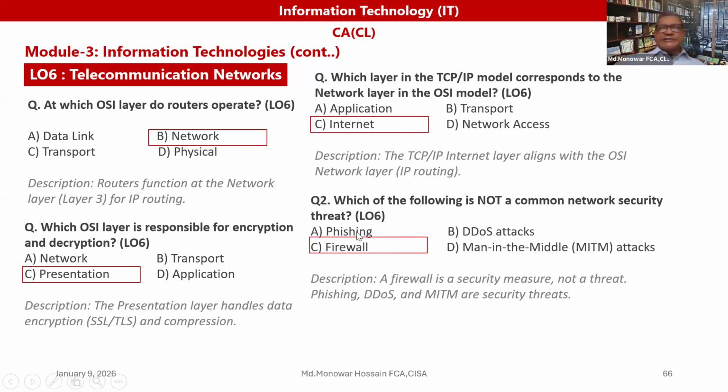Which of the following is not a common network security threat? Phishing is a threat. DDoS attack is a threat. Man-in-the-middle attack is also a threat, but firewall is not a threat, because a firewall is a security measure, not a threat. Phishing, DDoS, and man-in-the-middle are security threats. Answer C.